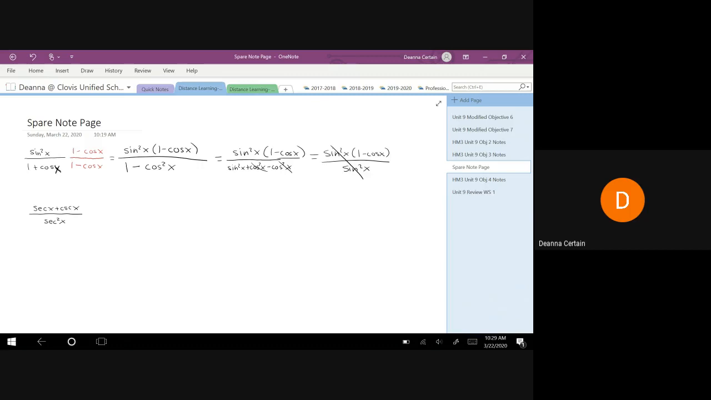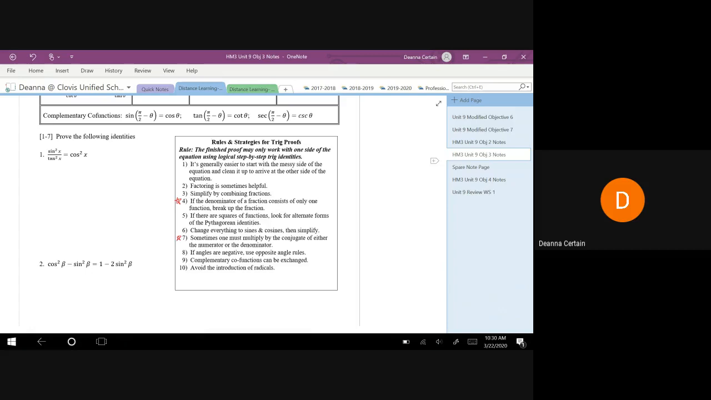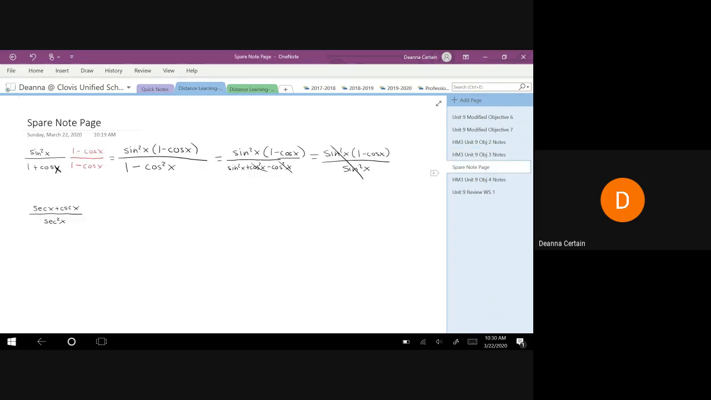Okay, the second one here is to demonstrate step 4 that I starred here. If the denominator of a fraction consists of only one function, break up the fraction. And that one function in the denominator could be anything. Okay, but say you were looking at something like this, secant x plus cosecant x over secant squared x. Because these two things in the numerator have the same denominator, I could rewrite them as two different fractions as long as I leave them both with that original denominator.